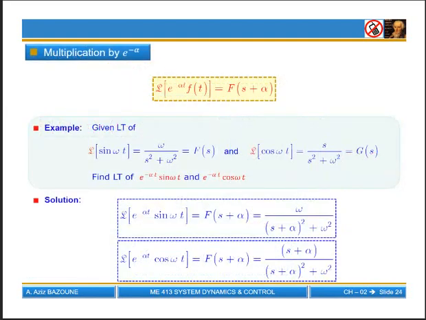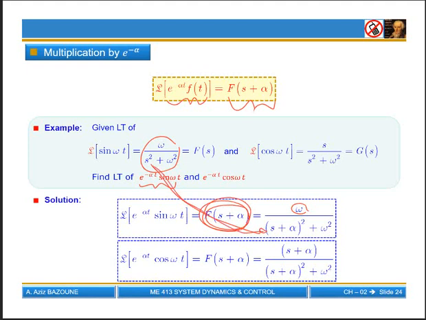Multiplication by exponential minus alpha t: if you have a function exponential minus alpha t times f of t, just take F of s plus alpha. As an example, we have just seen the Laplace transform of sine omega t is omega over s squared plus omega squared. So the Laplace transform of exponential minus alpha t sine omega t will be omega over (s plus alpha) squared plus omega squared, where s is substituted by s plus alpha. This is for the sine.